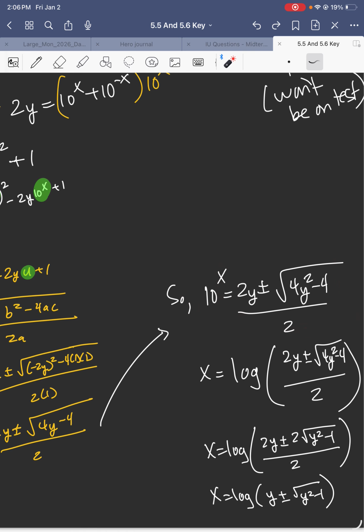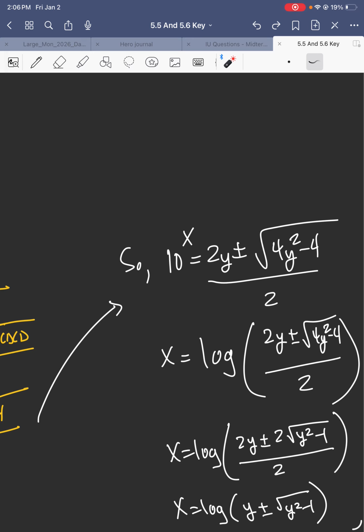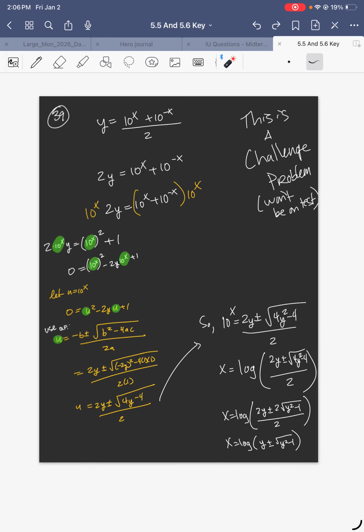Since 10 to the x is equal to this stuff, this is an exponential form. So in log form, it would just be this. And now if you want to be even more extra, if you pull out a 4 out of this, the square root of 4 is 2, so this 2 pops out. And then if you factor out a 2 out of the top, it cancels out with the 1 at the bottom. And you just get this.